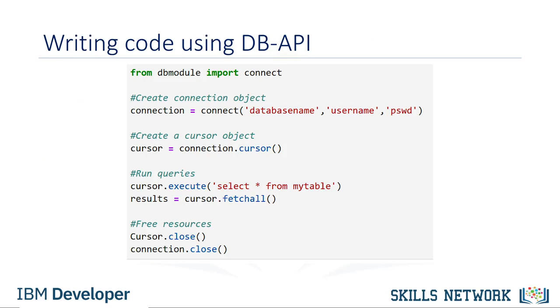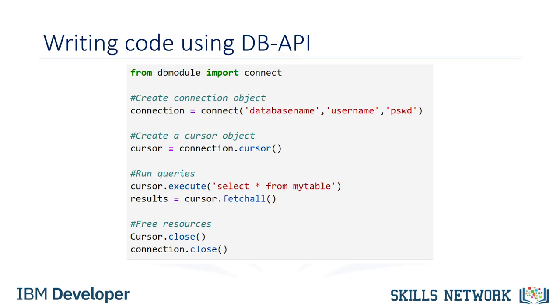Let's walk through a Python application that uses the DB API to query a database. First, you import your database module by using the Connect API from that module. To open a connection to the database, you use the connection function and pass in the parameters, that is, the database name, username, and password. The connect function returns a connection object.